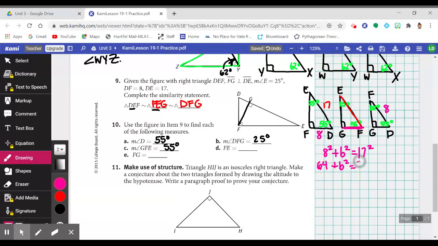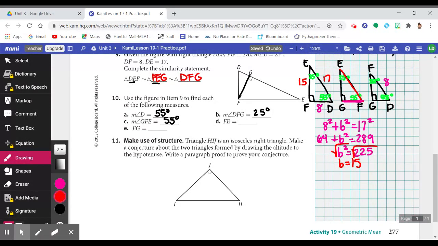17 squared is 289. Subtract 64 from both sides. We get b squared equals 225. To undo b squared, or to get rid of this exponent, we're going to take the square root of both sides. And we'll get b equals, fortunately for us, 225 is a perfect square. B equals 15. So now that we have all three sides of our larger triangle, we won't have as many missing values in our proportion. So let's continue on now.